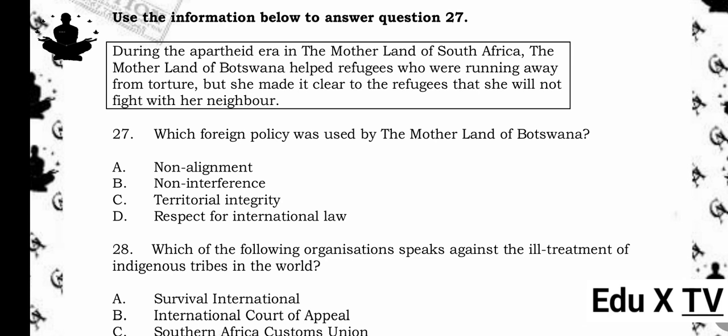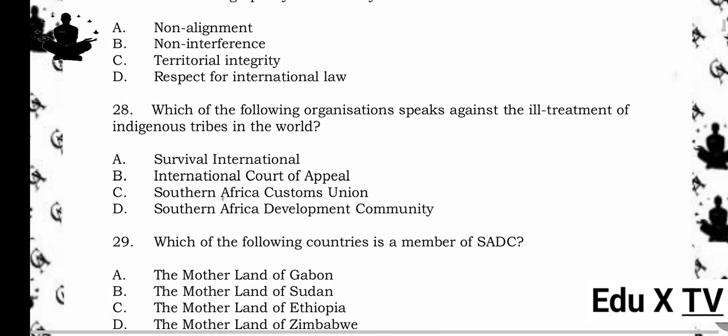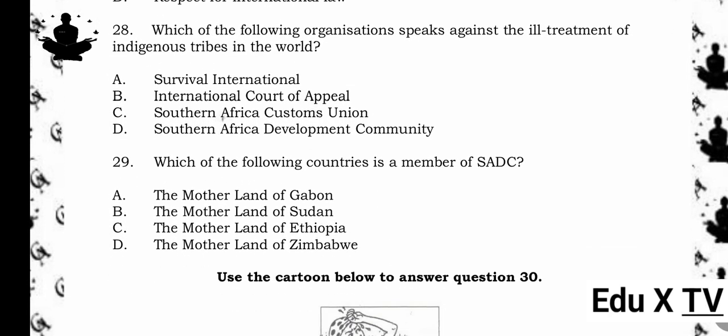27. Which foreign policy was used by the motherland of Botswana? A. Non-alignment. B. Non-interference. C. Territorial integrity. D. Respect for international law. The answer is A. Non-alignment. Reason being, Botswana helped refugees but refused to engage in conflict with South Africa, showing neutrality and non-alignment in foreign conflicts.